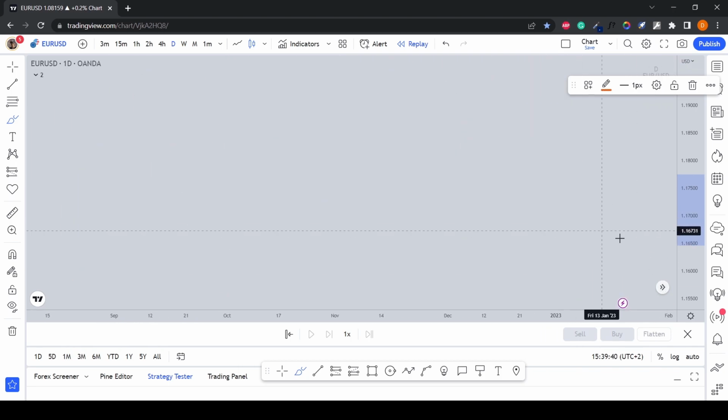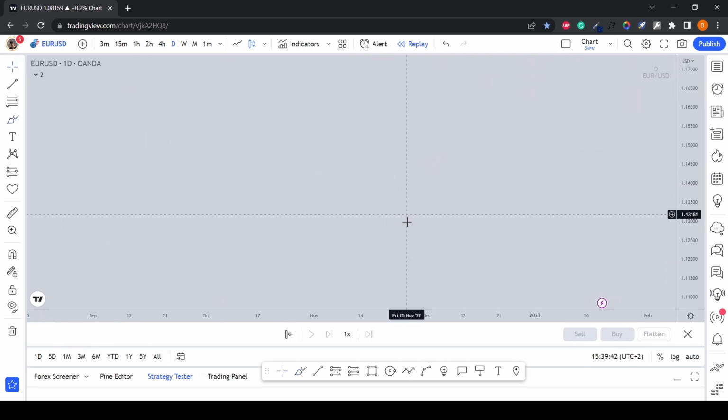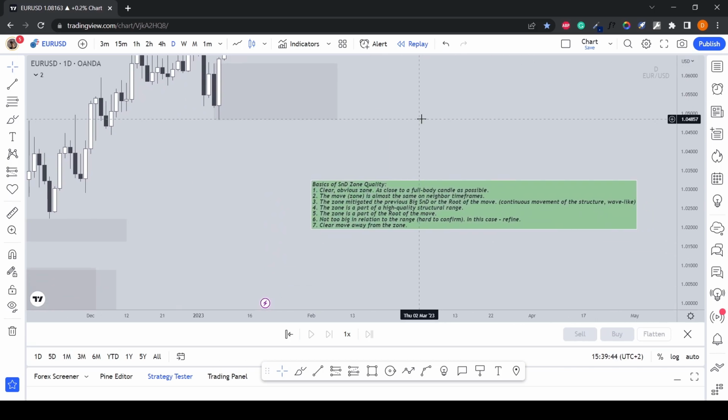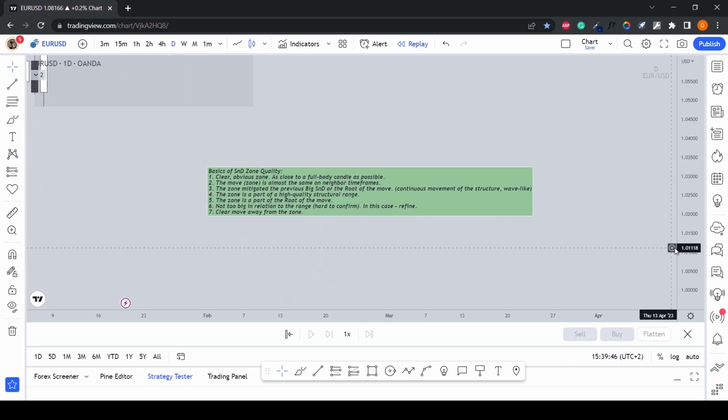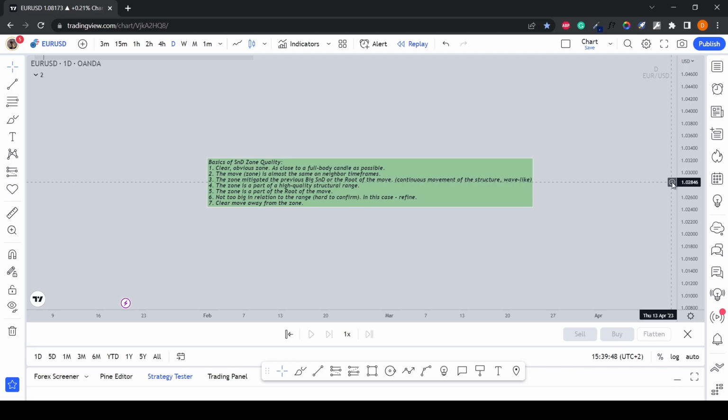Okay, so these are the basic qualities of SnD, and of course you will have a homework where you will need to find SnDs with these qualities. Similar to what I did now, send it to me and we will discuss and review all your work.